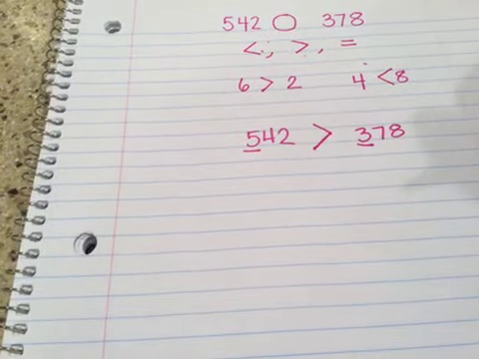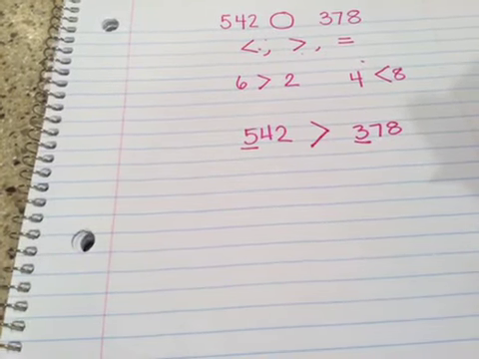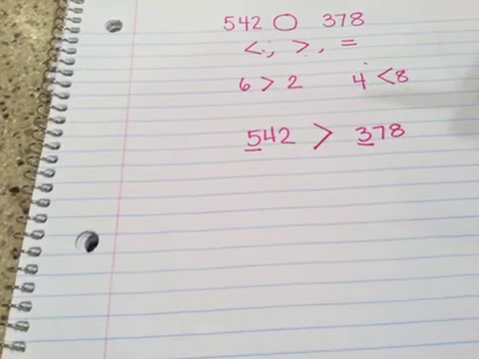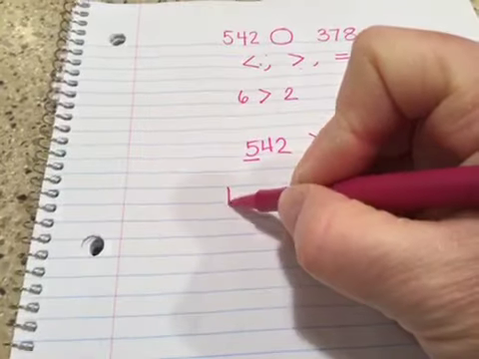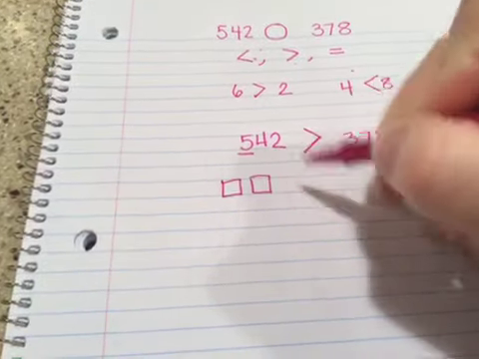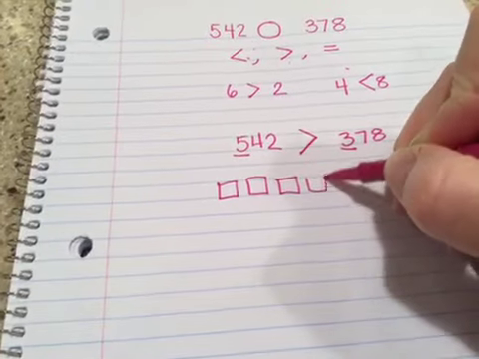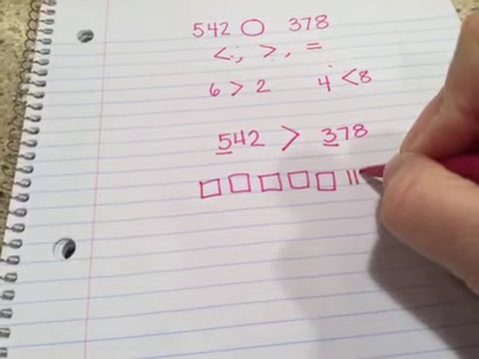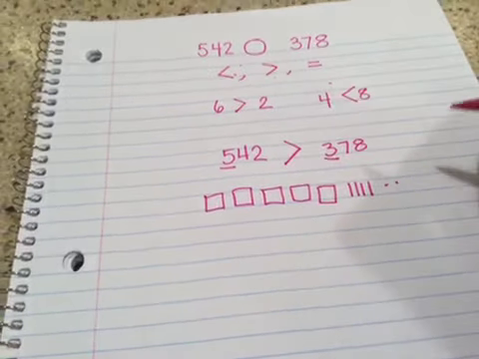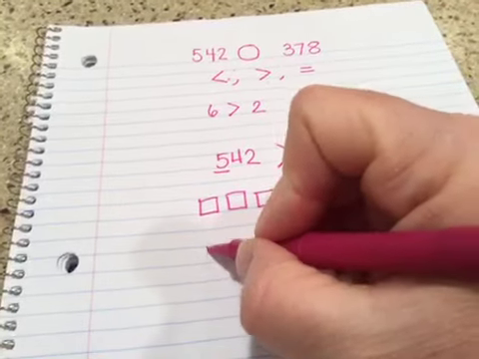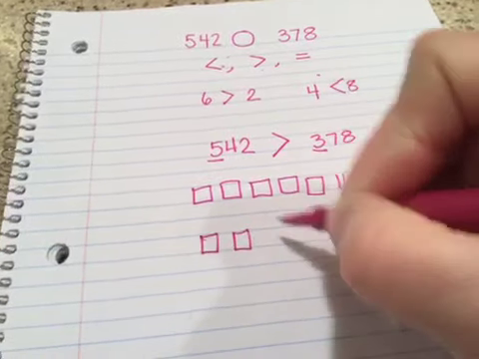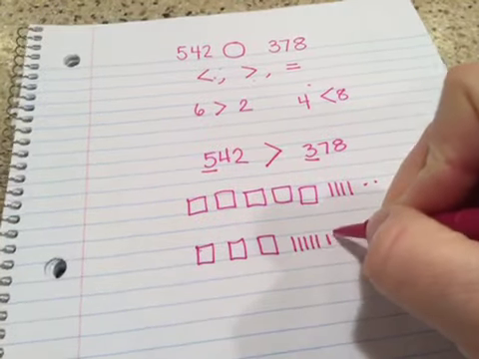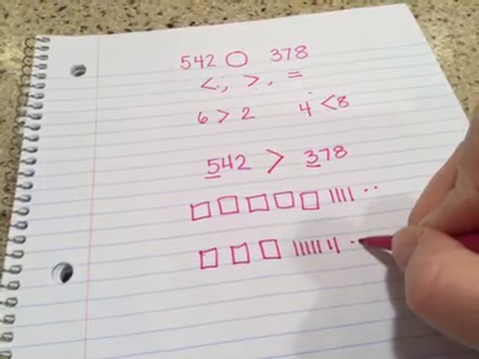Now we need to draw a picture and use words to prove your answer. How do we know that this is correct? We could make a quick sketch. 542 has 5 hundreds, 4 tens, and 2 ones. 378 has 3 hundreds, 7 tens, and 8 ones.